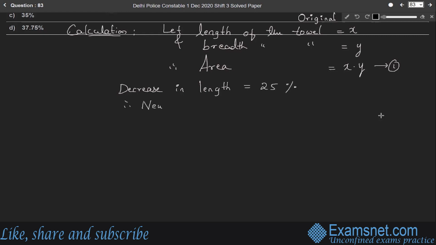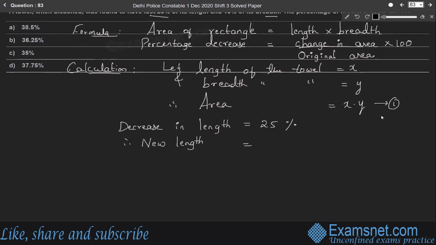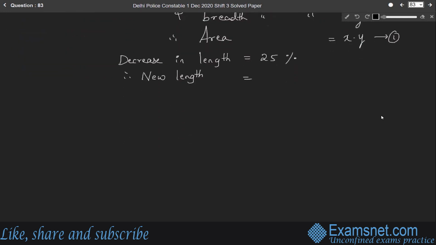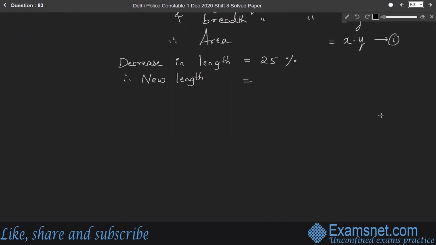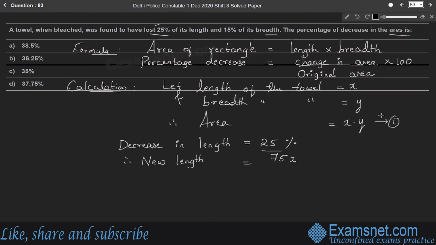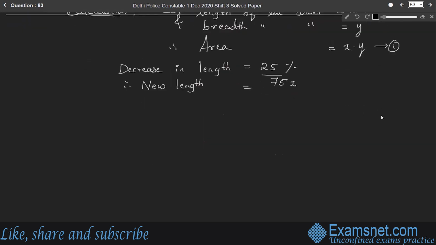Therefore, new length is equal to, so what is new length? Change in length divided by original length, right? What is change in length? So decrease in length is 25%. Therefore, change in length is 100 minus 25, right? Therefore, it is 75x. Since we have taken x as length of the towel, new length becomes 75x divided by 100, which is 3 by 4x, right?